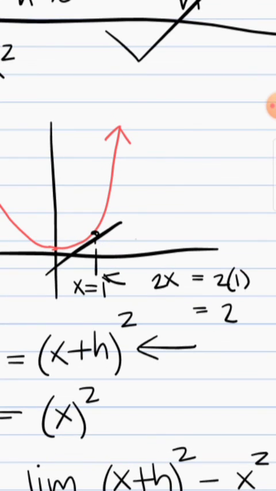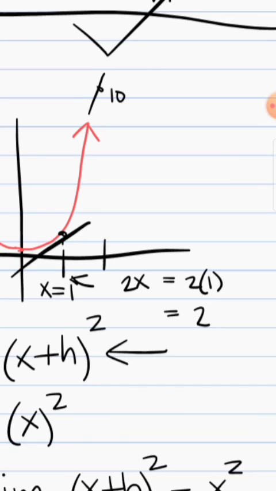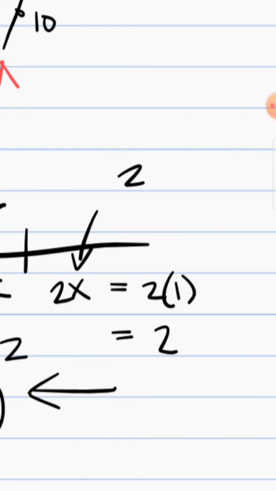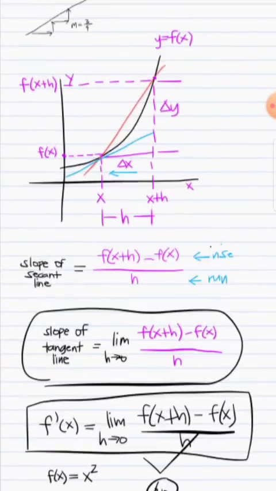How about at x equals 10? We just substitute 10 here. Then the slope at x equals 10 is 20. So this is what a derivative is.